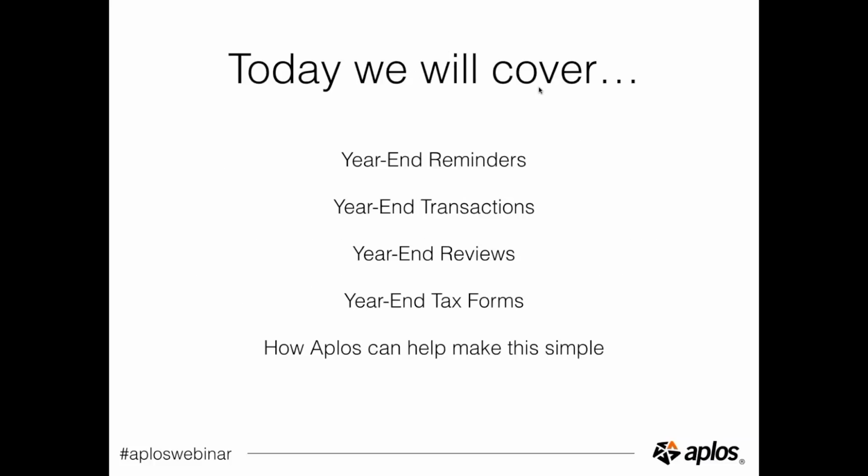All right. So today we're going to cover 4 basic categories of year-end things, and those are year-end reminders, year-end transactions, year-end reviews, and year-end tax forms. Some of this stuff is mentioned a couple of times. So if you hear me talk about the same thing twice, it's just because it falls within 2 different categories. But hopefully it makes sense. And then at the end, I'll tell you how Aplos can make this process simple as well.